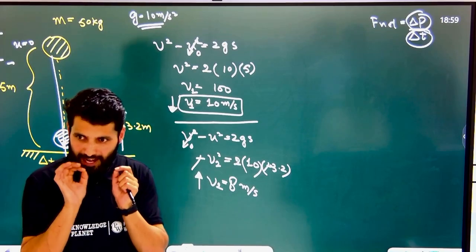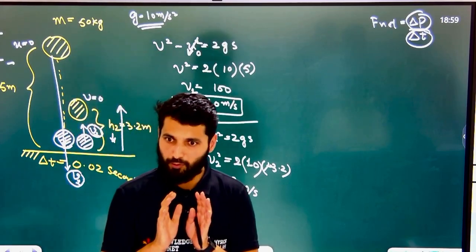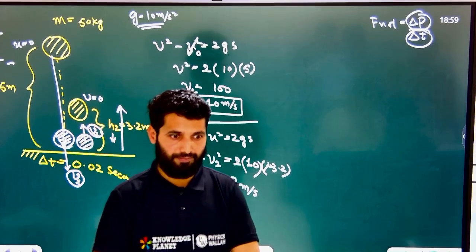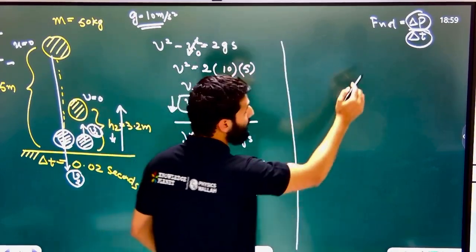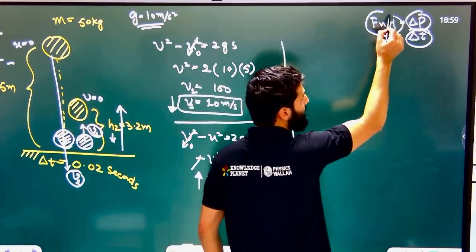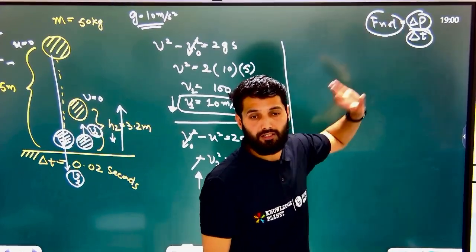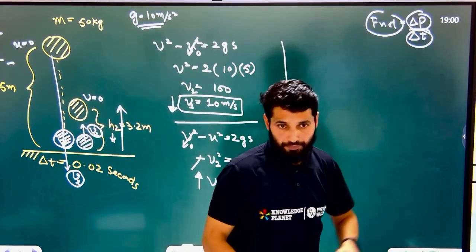If you have slight doubt, just ask me. We got the velocities v1, v2. Now let's find the change in momentum. Why do we need to find the change in momentum? I already told you the average force or net force is equal to the finite change in momentum divided by the finite change in time. Can we calculate delta P?